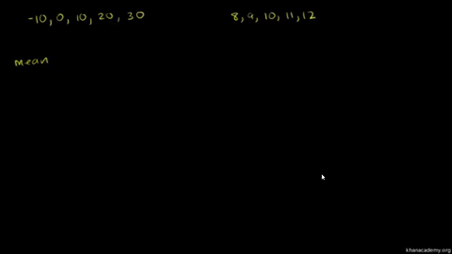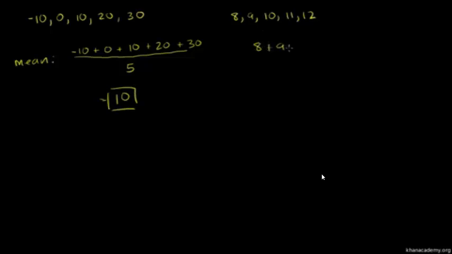Now, the population mean, or the arithmetic mean of this data set right here, is negative 10 plus 0 plus 10 plus 20 plus 30 over 5, since we have 5 data points. And what is this equal to? That negative 10 cancels out with that 10. 20 plus 30 is 50, divided by 5. It's equal to 10.